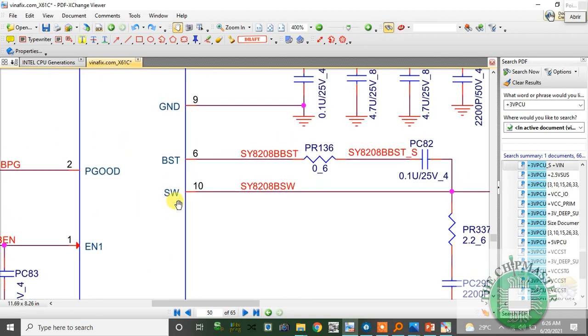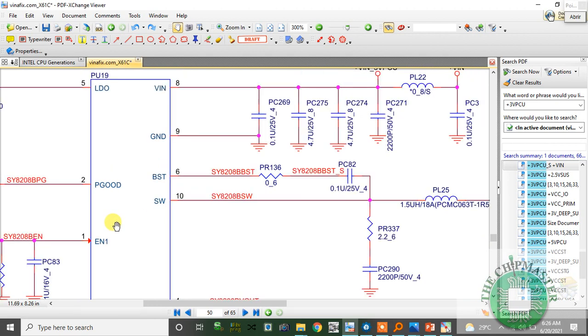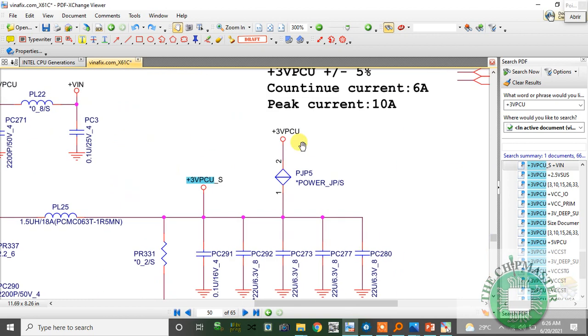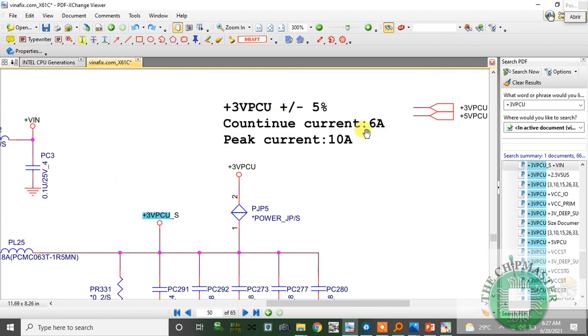As you can see, the phase output is SW, which stands for switch. Once you see SW on any schematic IC as the phase output, then there is an integrated upper and lower MOSFET. We have an LDO, low dropout, which is a linear voltage regulator, and we have our output, which is the 3-volt PCU, with a maximum current output of 6 ampere and a peak current of 10 ampere.